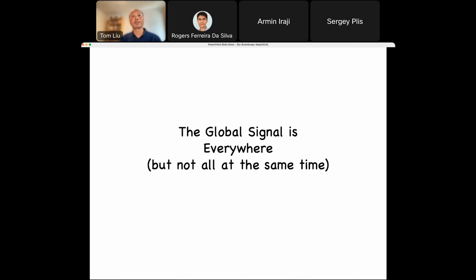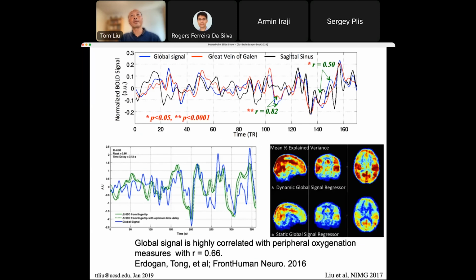The next thing I want to talk about is to get a little deeper into some of the characteristics of the global signal. One thing is that the global signal is not just the mean waveform in the brain; everywhere you look, you're probably going to see some signature of the global signal. This is from an abstract that one of my visiting graduate students did, looking at the global signal here, but also at the signal in some of the draining veins, and you can see very strong correlation between the global signal and the signal in the draining veins.